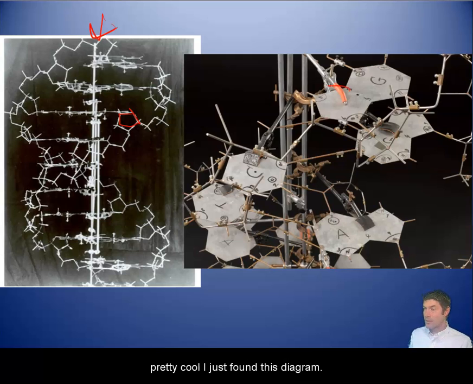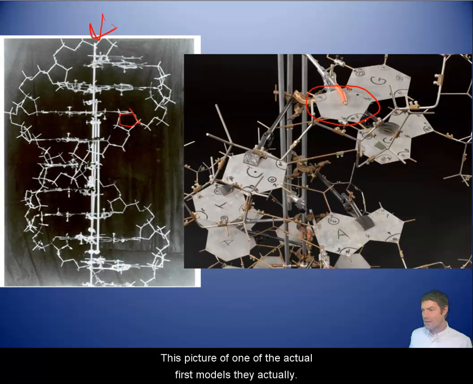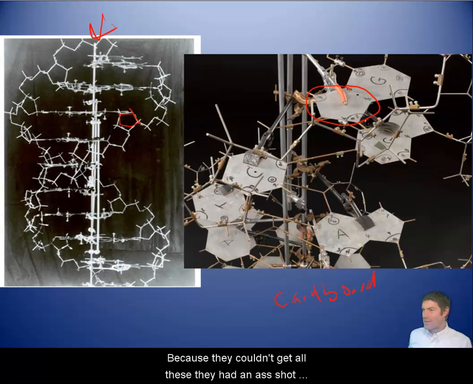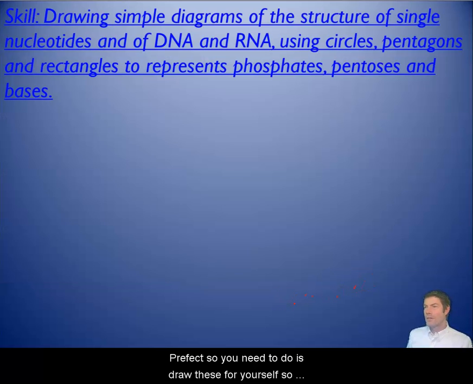And this is actually, I think this is pretty cool. I just found this picture of one of the actual first models they made. So the first model, they used cardboard because they couldn't get all these. They had a shop make all these things, but when they did, after the cardboard, they made this. Okay, once they figured out they had it. Pretty cool. So what you need to do is draw these for yourself.